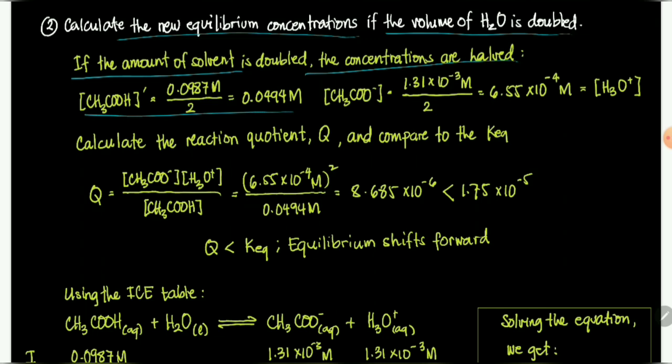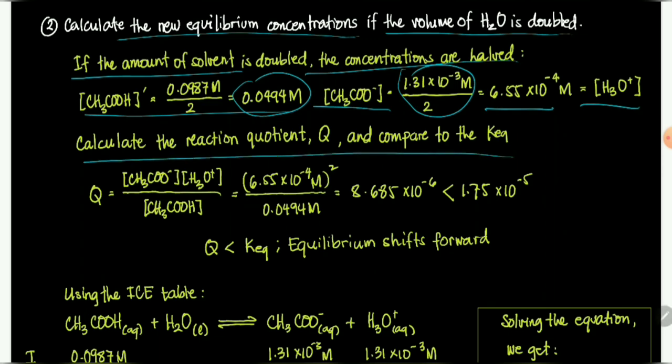So, for the equilibrium concentration of the acetic acid, 0.0987 divided by 2 becomes 0.0494 molar. That's its new initial concentration. For acetate, 1.31 times 10 to the negative 3 molar divided by 2 is 6.55 times 10 to the negative 4 molar. That's the same as the concentration of your hydronium cation. Okay? So those are their new initial concentrations.